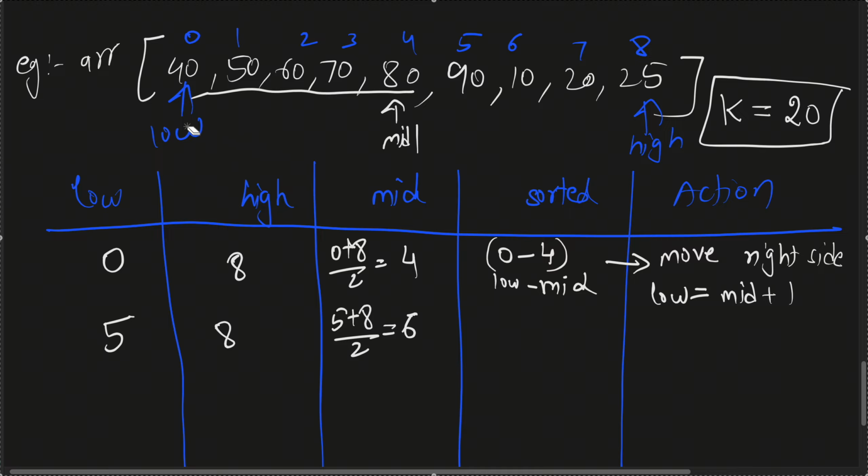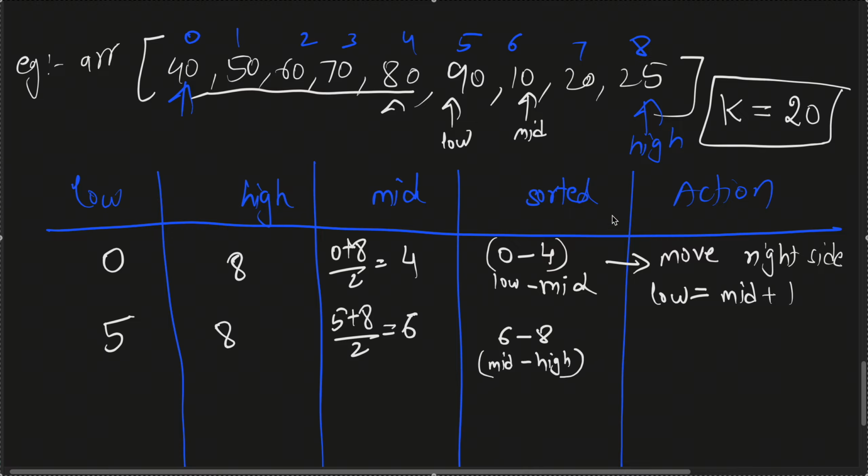So now this low is updated here, and this mid is also updated. So this is not our mid; our mid is now this one. Now from low to mid, is the element sorted? 90, 10. No, it is not sorted. From mid to high, is the element sorted? 10, 20, 25. All the elements between mid to high are sorted. So we can write that from 6 to 8, that is from mid to high, the element is sorted.